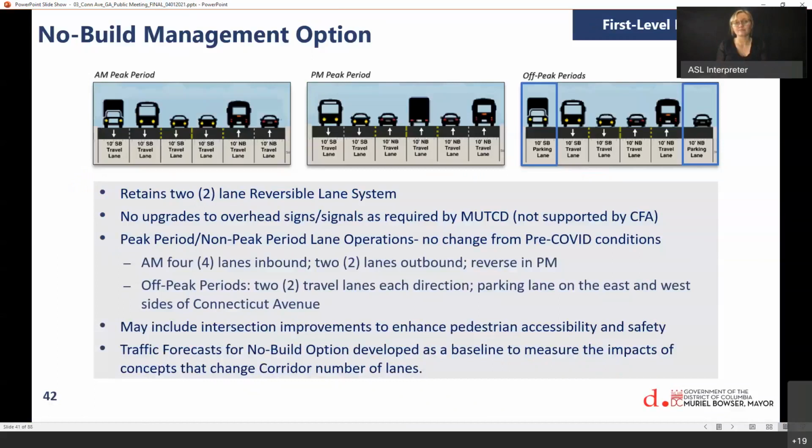Cynthia? Thanks, Ed. So the first concept we'll talk about is the no build management option. This is similar to pre-COVID conditions where there's a reversible lane intact. There are no upgrades to any overhead signals or signage. During the peak hour, there are 4 lanes inbound and 2 lanes outbound, and then the reverse in the PM evening. During off-peak hours, there are 2 travel lanes in each direction with parking on both the east and west sides of Connecticut Avenue. This option would include improvements to enhance pedestrian safety and access, and it is modeled as a baseline concept for us to compare other concepts to.